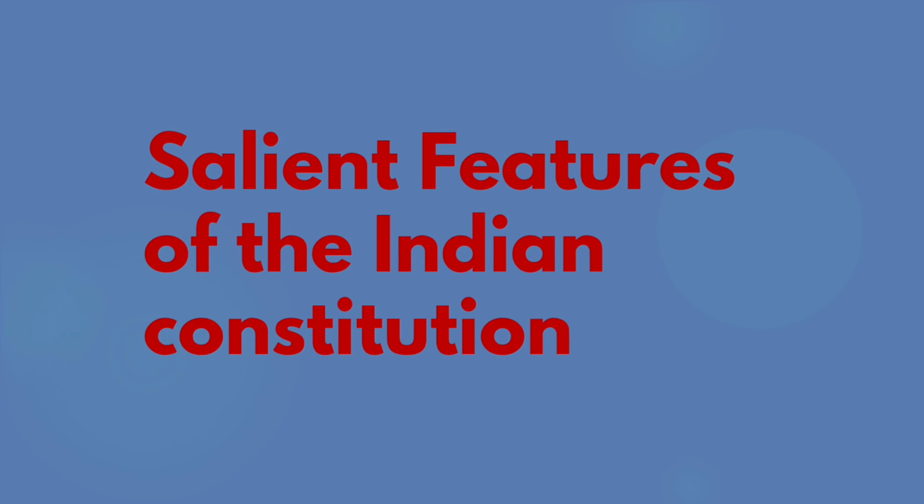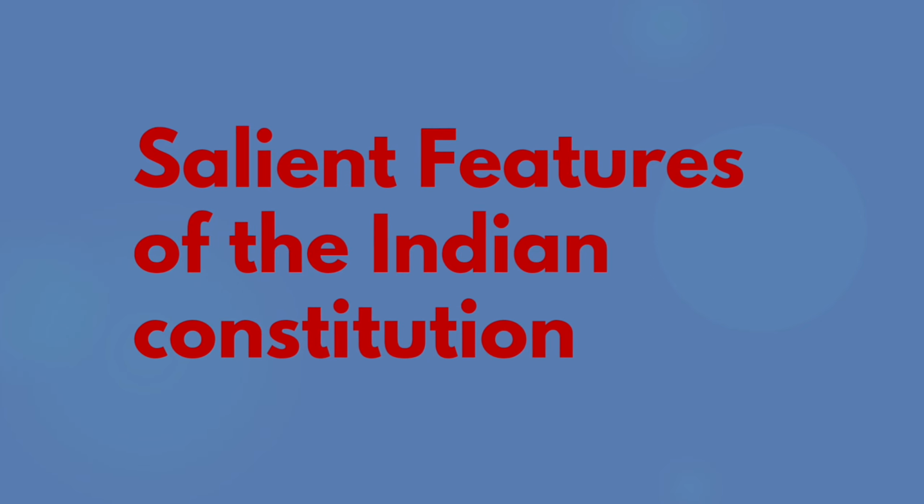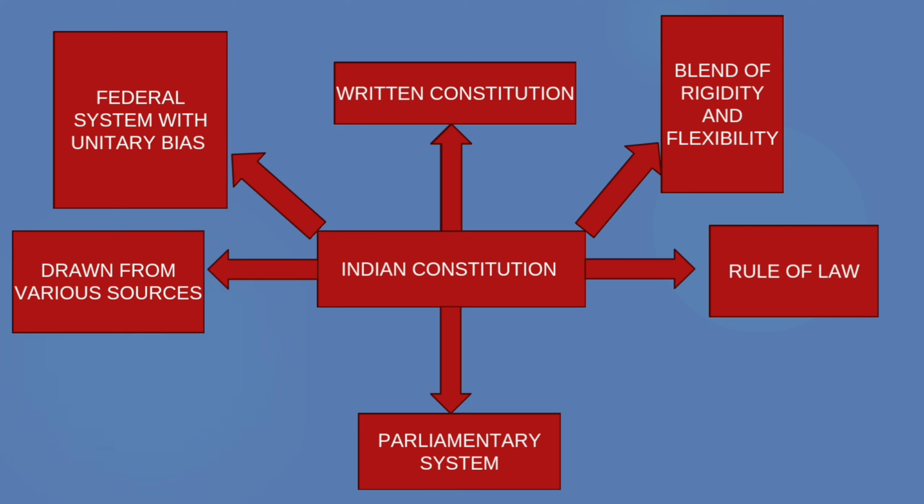Today's topic is salient features of the Indian Constitution. The Indian Constitution is a written constitution, a blend of rigidity and flexibility, with rule of law, a parliamentary system, provisions drawn from various sources, and a federal system with unitary bias.